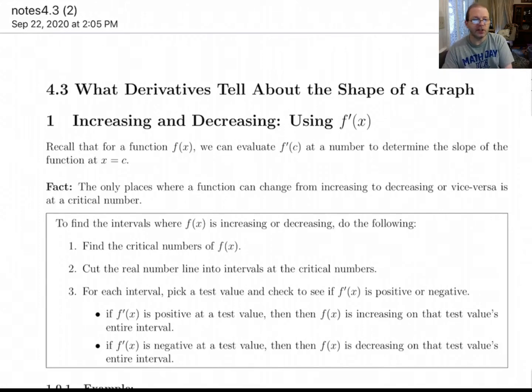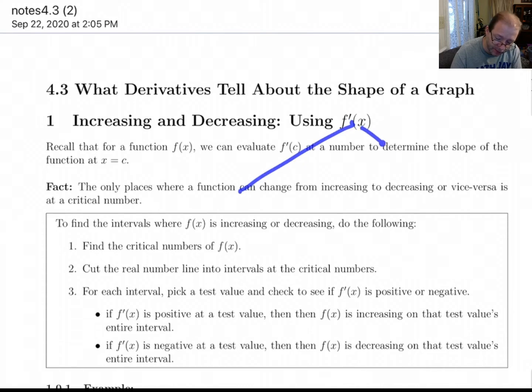All right, we're going to look at section 4.3, which tells us what derivatives tell about the shape of a graph. Now, the first part of this, we're going to look at increasing and decreasing, which is what the first derivative tells us. If you recall, for a function f of x, if we evaluate the first derivative, f prime at c, that tells us the slope at the number c. So if the slope's positive, the function's going up. If the slope's negative, the function's going down. So that's what lets us tell if the function is increasing or decreasing.